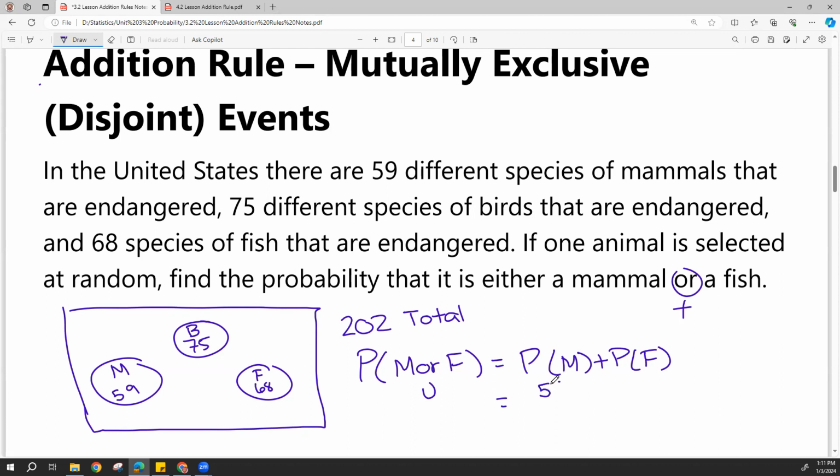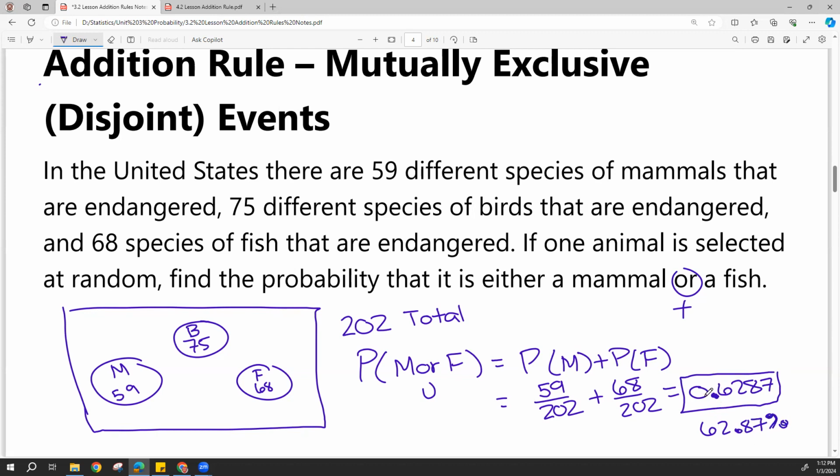So we have 59 mammals out of 202. So the probability we randomly select a mammal is 59 over 202. The probability of randomly selecting a fish is 68 over 202. And so if we add these two fractions together and we divide, we get a decimal. And I'm going to round that to 4 decimal places. That's sort of my rule. You don't have to, but we want to at least have a couple decimal places. 4 is usually pretty good because if we convert this to a percentage, it gives us 2 numbers after the decimal for a percentage.